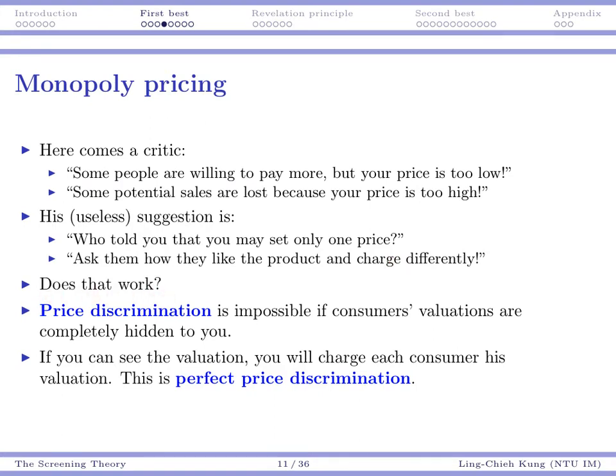Immediately you know that's impossible. Okay, in this case that's impossible. We want to do price discrimination. This term basically means to charge different people different prices. However, when consumers' valuations are completely hidden to you, price discrimination is impossible.